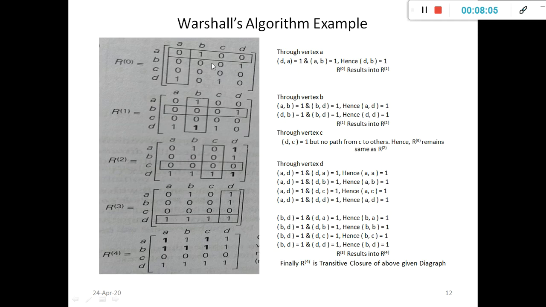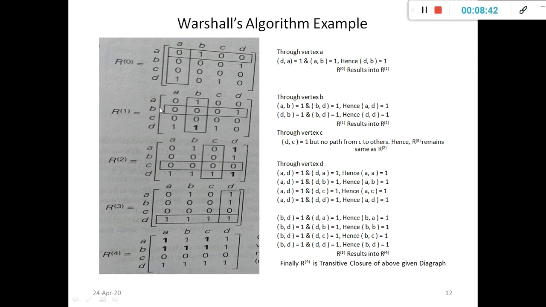Then in this resultant matrix you will get the new path from D to B as equal to 1. When you insert D to B equal to 1 into the resultant matrix R0, it results in the new resultant matrix R1. Here R0 is converted to R1 as shown, and you get the new value from D to B as a 1, shown in bold.